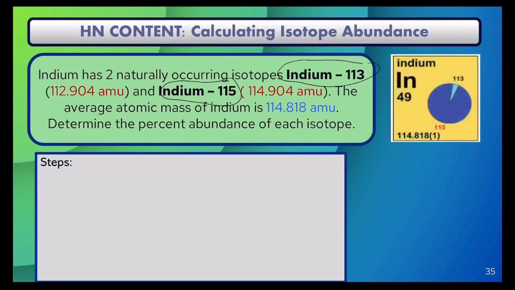And if you look at this pie chart, you can see clearly that 115, in fact, does take up the majority of the space on the pie chart. So it will be present with the greatest abundance.